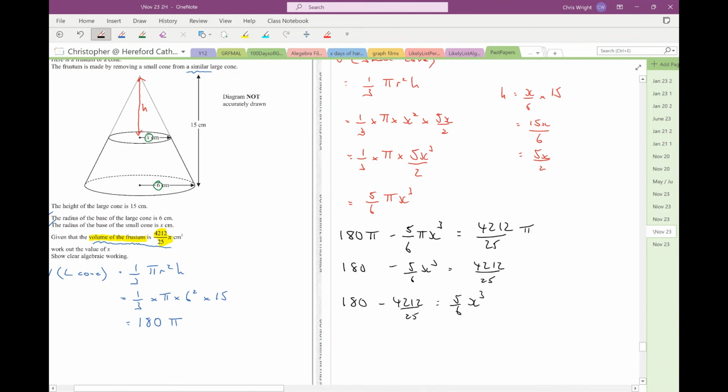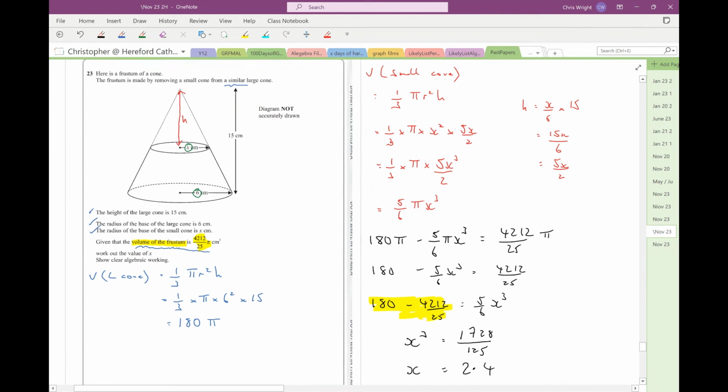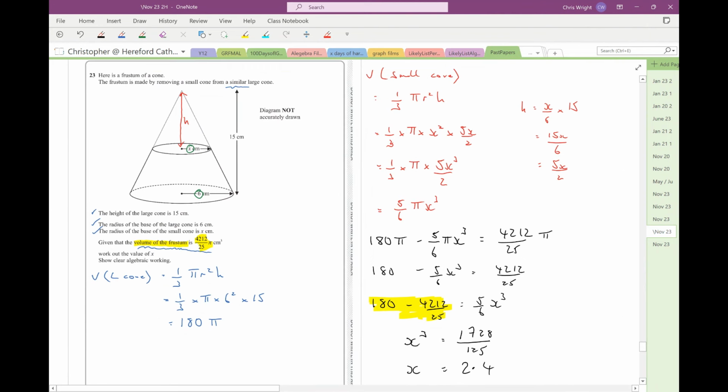So now on my calculator, I'm going to do 180 minus 4212 over 25, and then I'm going to divide that by 5/6 to leave me with x cubed. When I do that on my calculator, I get x cubed is 1728 over 125. So x is the cube root of that. So x is 2.4. And that is my solution for question 23.